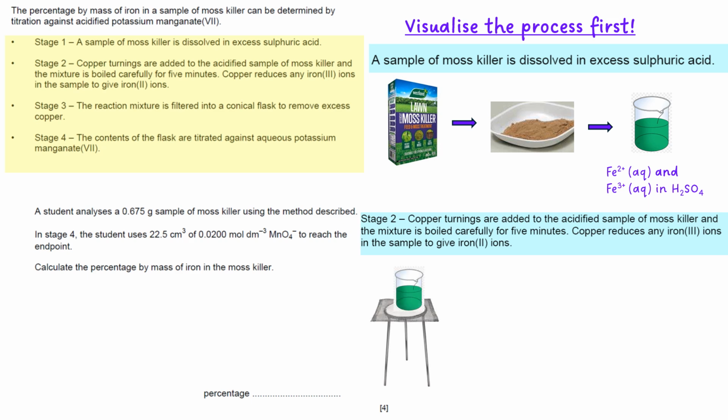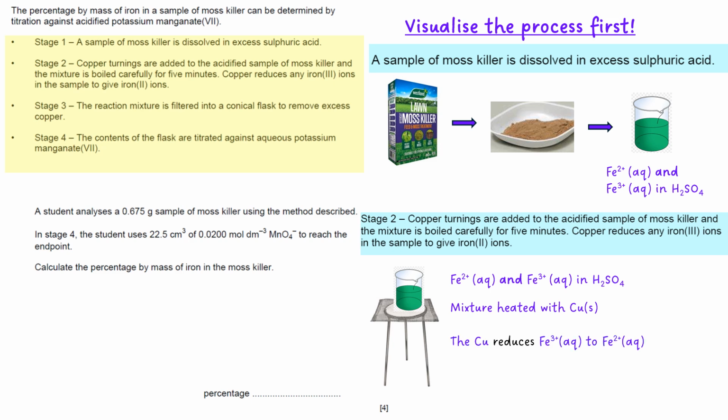So you heat your sample for 5 minutes. And at the start, that's iron 2+ and iron 3+ in H2SO4. You heat the mixture with some copper turnings, which reduces Fe3+ that's present to Fe2+. So after 5 minutes, only Fe2+ remains.